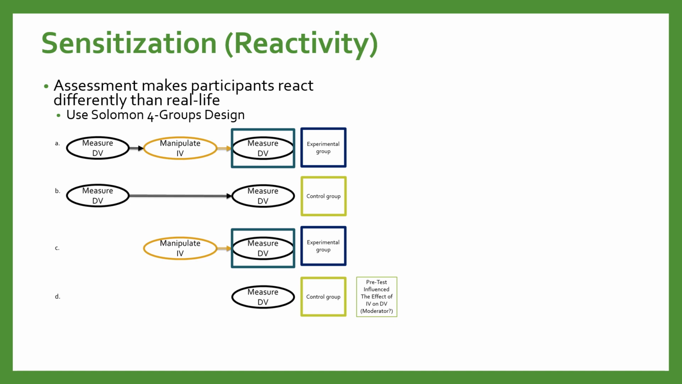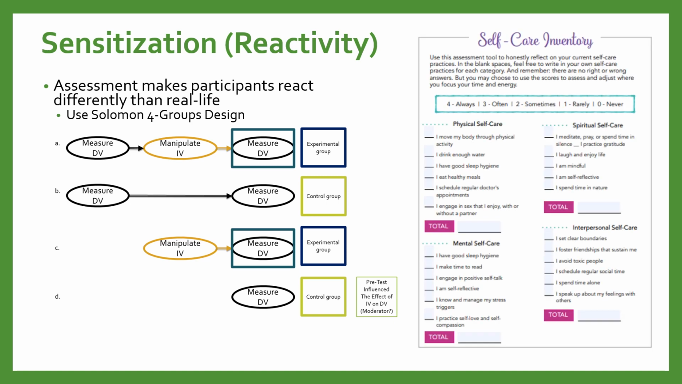So having two conditions that receive the treatment, so you see A and C there, they receive the manipulation of the independent variable, with one that gets a pretest and one that does not get a pretest, allows you to control for the effects of the pretest on the response to the manipulation, to make sure that that initial assessment did not spur more awareness or sensitivity to the treatment that can influence the effectiveness of the treatment.